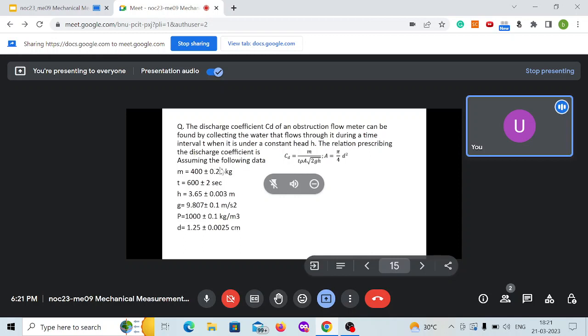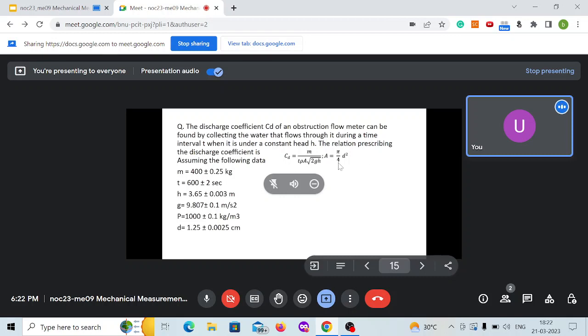You have the following data given for the flow meter. Mass is 400 kg plus or minus 0.25 kg, so that's your uncertainty. Time is 600 plus or minus 2 seconds. Then h is 3.65 plus or minus 0.03 meter. Then g is 9.807 plus or minus 0.1 meter per second square. Rho is 1000 plus or minus 0.1 kg per meter cube. D is 1.25 plus or minus 0.025 centimeter.